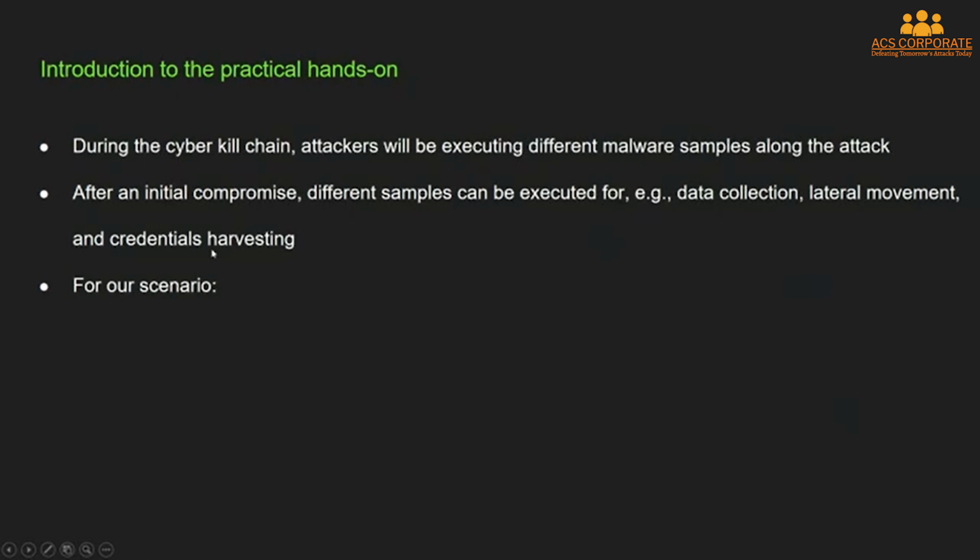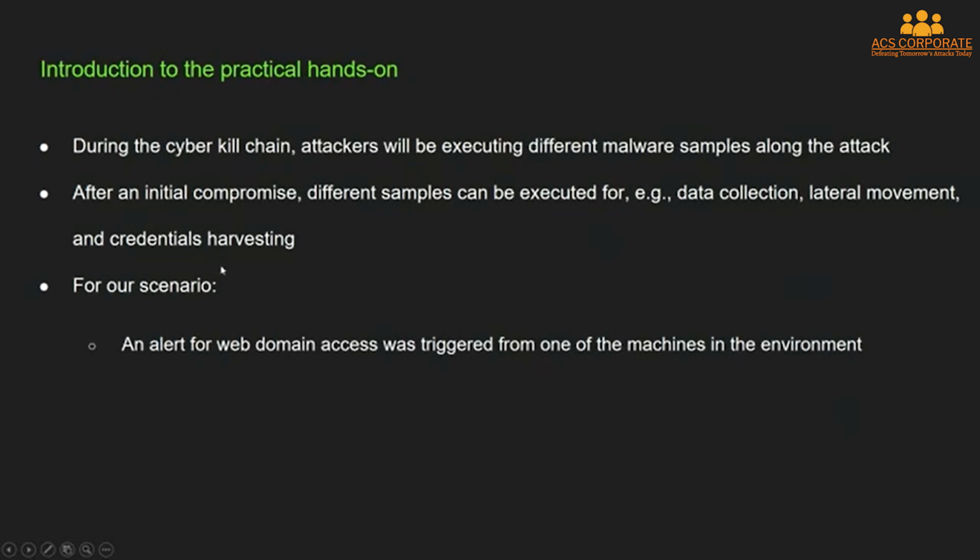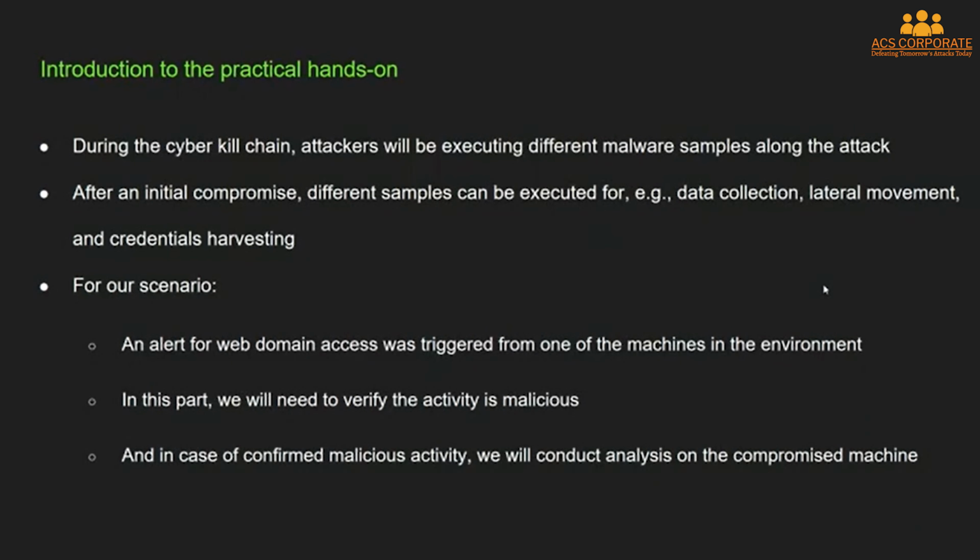So for our scenario, suppose that there was an alert for a web domain access that was triggered from one of the machines in the environment, which was reported to the incident response team. In this part, we will need to verify that the activity is malicious. And once we verify this is malicious activity, we will conduct some live analysis on the compromised machine in order to get more information about such an attack. And of course, we will use only PowerShell for this practical exercise.